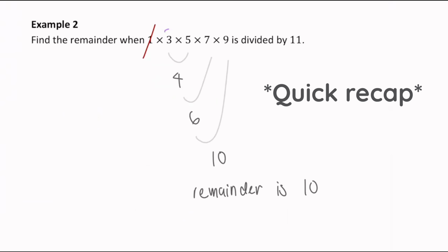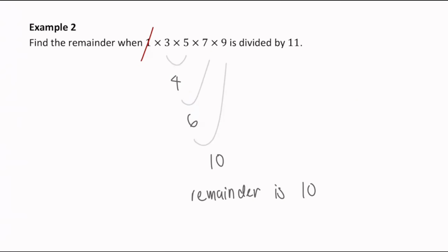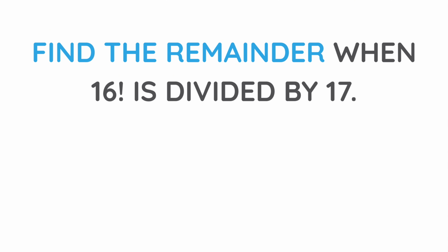Instead of actually multiplying this whole thing, 15 times 7 is, what is that? 105? 105 times 9, 945. Actually, that's not even that bad if you divide it by 11. But another way to do it is 3 times 5 is 15, right? So that's 4. 4 times 7 is 28, which is just 6 mod 11. I replaced 28 with 6. 6 times 9 is 54, which is 10. Okay, so that was just a warm-up question for this one.